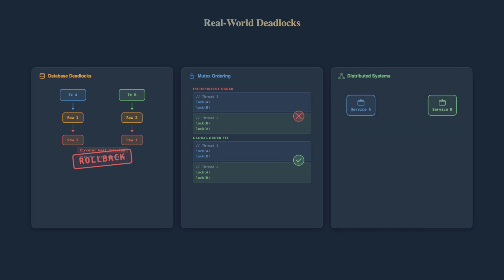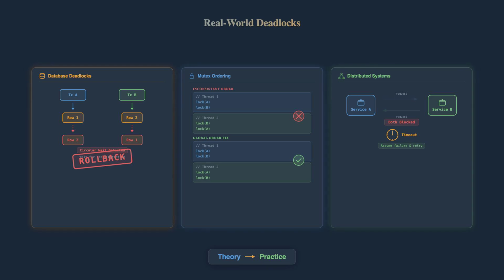In distributed systems, deadlocks are harder to detect because there's no single process with a global view. Service A sends a request to Service B and waits. Service B sends a request to Service A and waits. Both are blocked. The standard solution is timeouts. If a response doesn't come within a deadline, assume failure and retry. The theory we've covered maps directly to every one of these scenarios.